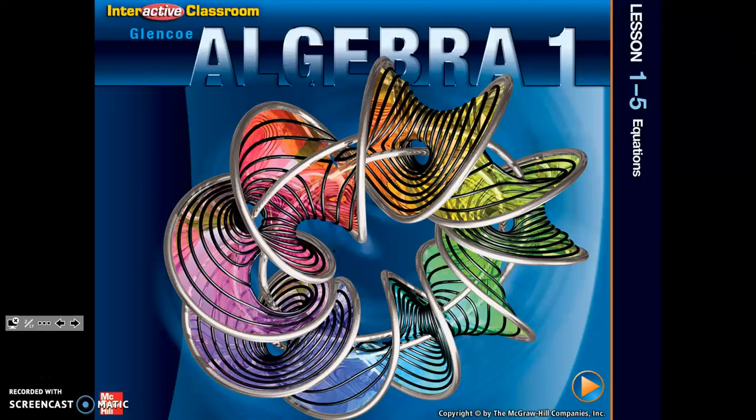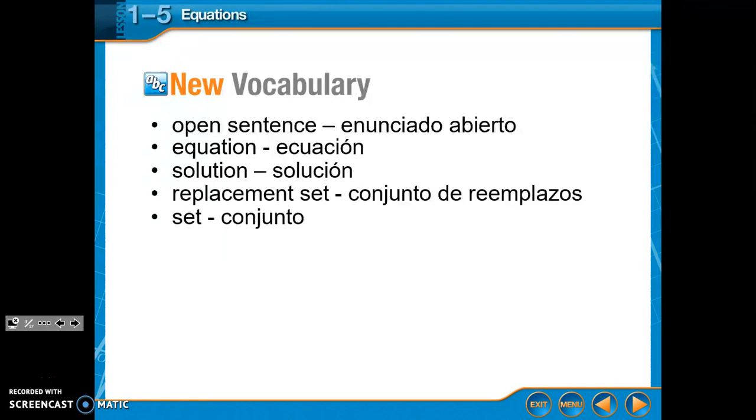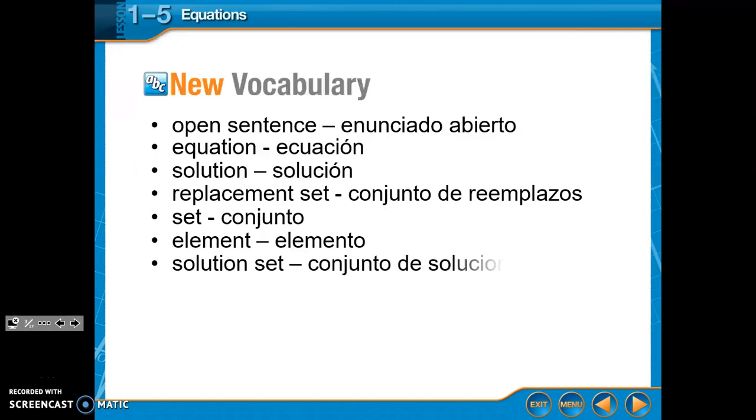Lesson 1.5 is equations. Vocabulary for this section includes open sentence, equation, solution, replacement set, element, solution set, and identity.